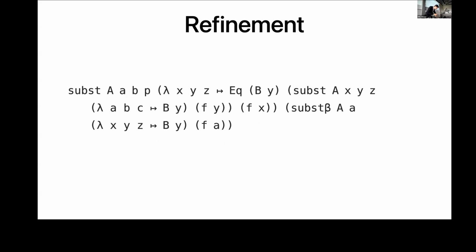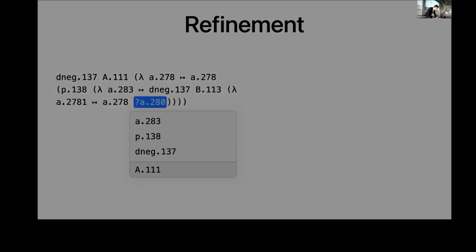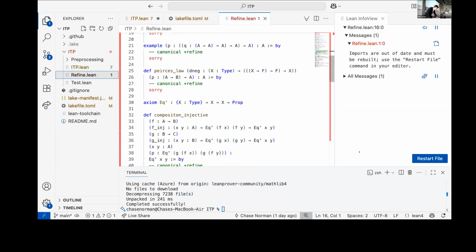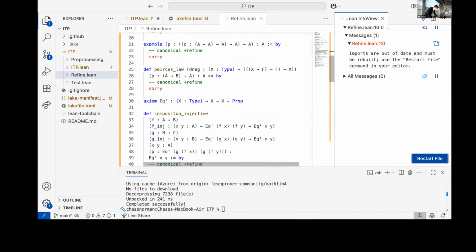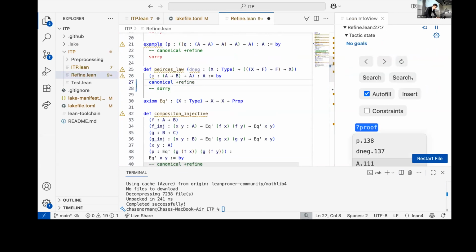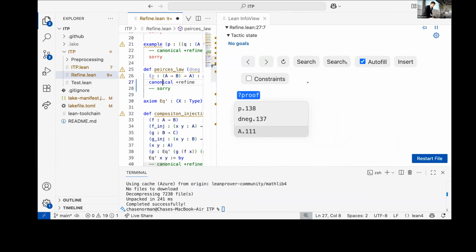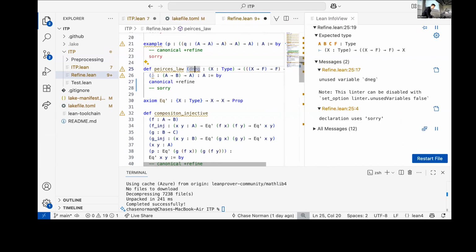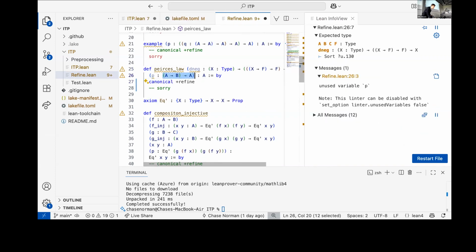And so I want to show a quick demo, if I can, of refinement. I have this flag here, plus refine, that lets you see what Canonical sees. So if we open up the info view here, this is what Canonical sees. It starts by having a single metavariable of a given type. So here we're trying to prove Peirce's law. So we're given double negation elimination. We're given this P, and we're trying to prove A.